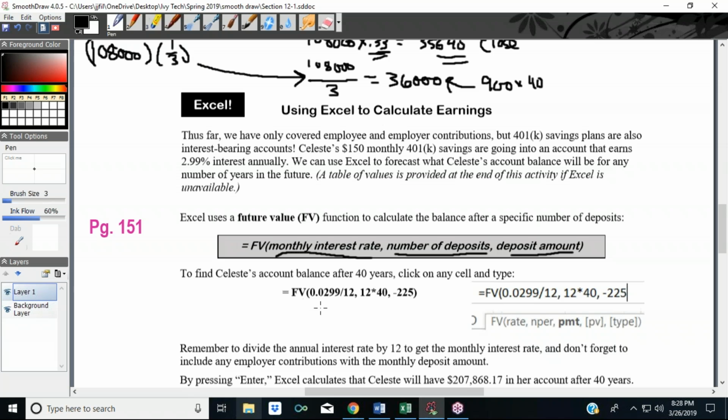So for Celeste, we're doing 0.0299, that's her 2.99%, but it's divided by 12 for the monthly, 12 months times 40 years. And then where did the 225 come from? Can someone tell me where the 225 came from? Yes, Kelsey, you're right. The 225 came from the 150 that Celeste puts in and the 75 that her company puts in.